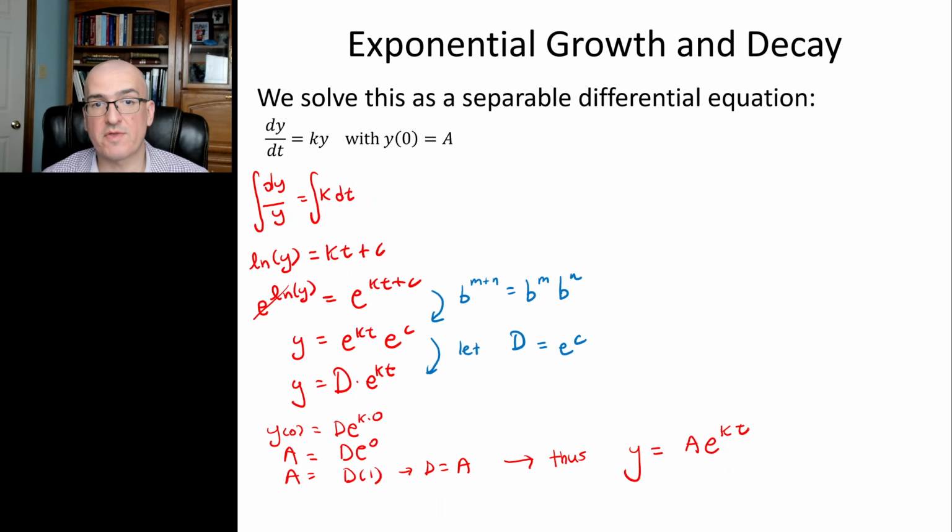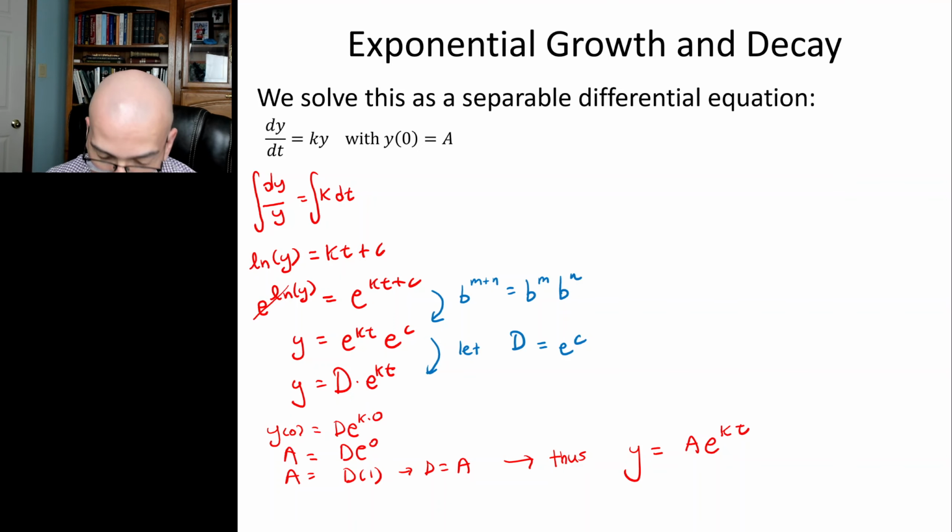So let's say we start with 1,000 people. Maybe this is people, maybe this is bunnies, whatever it is. We would have y is equal to 1,000 times e to the kt. T is time. K is that unknown constant. It is a growth rate that comes from additional data.